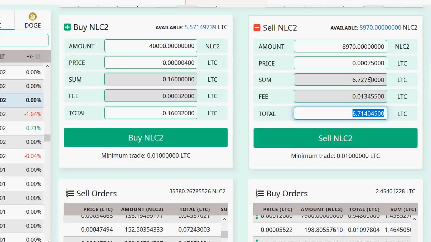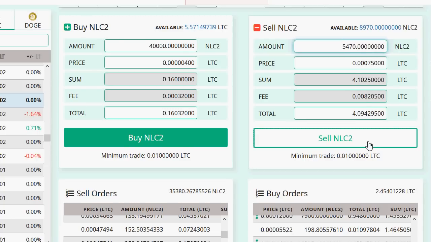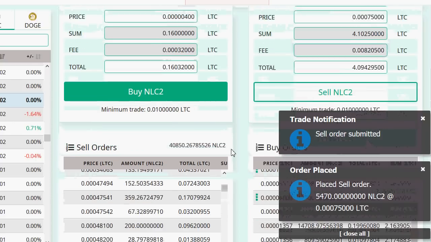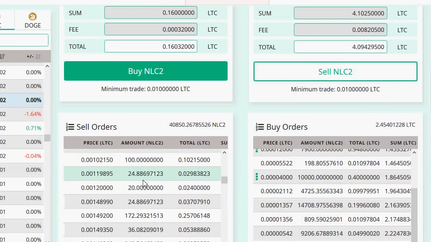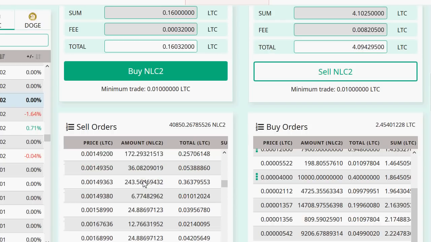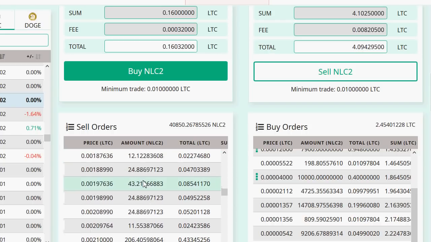I want to sell as many as I can there. So I mean, I can sell pretty much 5,000. So why don't we just go 54.70 for Litecoin if that comes in. And then again, we want to go like 200, 300,000 on top of that. Amazing move.